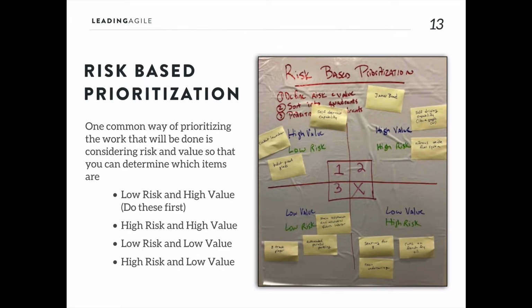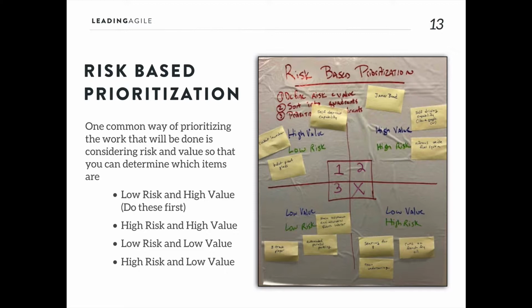Another way that a lot of Agile teams try to address risk is through prioritization. So this picture on the screen is an example that I have from class of an exercise I do where teams have to try to prioritize work based on risk. And what you're doing with something like this is trying to define things in terms of risk and value, and you'd place them into one of these quadrants. So you've got things that are low risk and high value. That's usually the stuff that you want to do first. You've got things that are high risk and high value, things that are low risk and low value, and things that are high risk and low value.